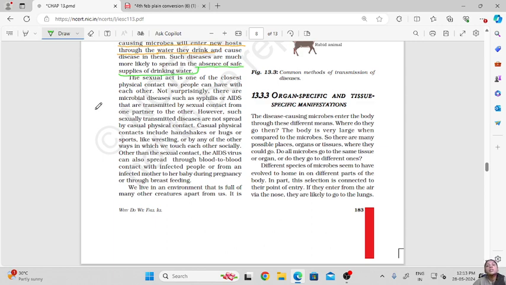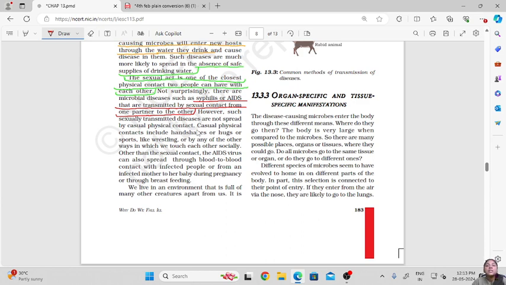Then another way in which diseases can be transmitted from one person to another is through the sexual act. The sexual act is one of the closest physical contacts that two people can have with each other, so not surprisingly, many diseases can be transmitted through this act. Examples of diseases which can be transmitted through sexual acts are syphilis or AIDS. These are transmitted through sexual contact from one partner to the other.